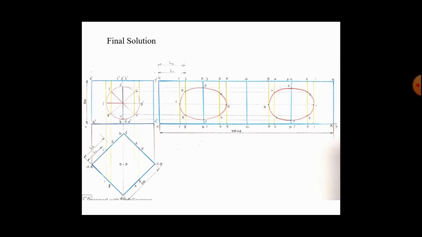So what you are getting is nothing but two ellipses in the development, which is according to the condition given in the question. And so this is the final solution of the given problem. Thank you.